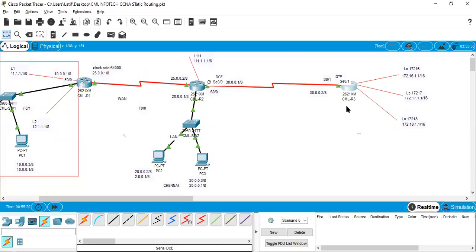So let's say we talk about R3. In R3, you have unknown networks, which are all 25x, then 20x, 11x, then 12x, 10x. So 1, 2, 3, 4, 5, 6. 1, 2, 3, 4, 5. So 1 is missing. 25, 20, 11. Okay. 1, 2, 3.